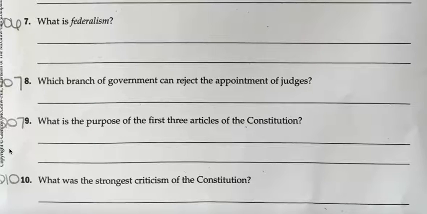Number 9, what is the purpose of the first 3 articles of the Constitution? That answer you're also going to find on page 207, if you note it right here. At the very top, the first paragraph under the subtitle, The New Government, it talks about how the first 3 articles or parts of the Constitution describe each branch's powers and responsibilities. So you're going to find the answer there. What was the purpose of them? Knowing that the 3 branches are a part of it.